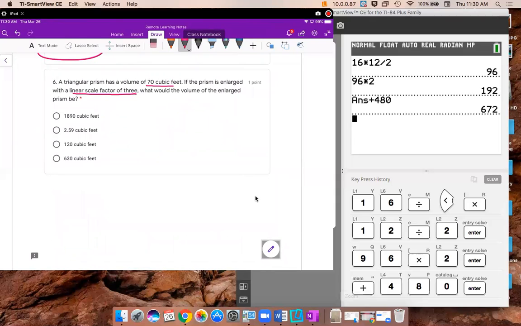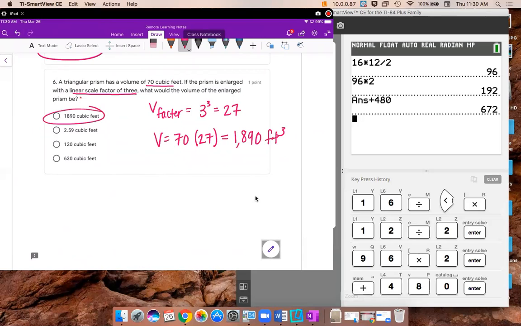So if the scale factor is changing by 3, that means the volume factor is going to be that scale factor cubed, which ends up being 27. To get our new volume, we take the original volume, which was 70, times our volume factor, 3 cubed, which is 27. Multiply those together, and we get 1,890 feet cubed. So that's going to be your answer for this one.